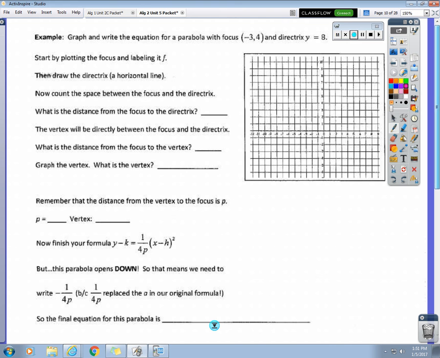Okay, graph and write the equation for a parabola with a focus of (-3, 4) and a directrix y equals 8. So the first thing we need to do is plot the focus and label it F. So (-3, 4) would be left 3, up 4. So right there is your focus.